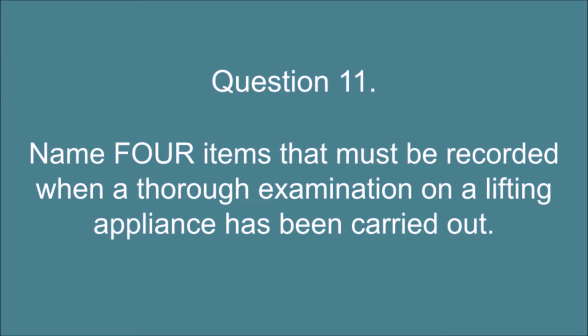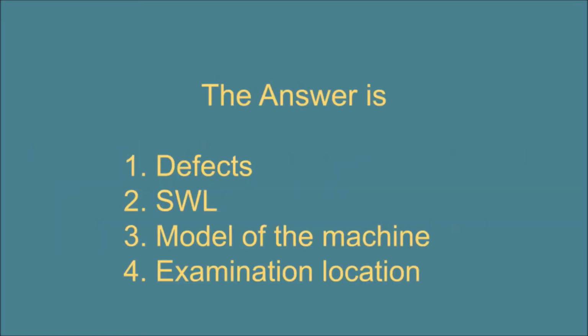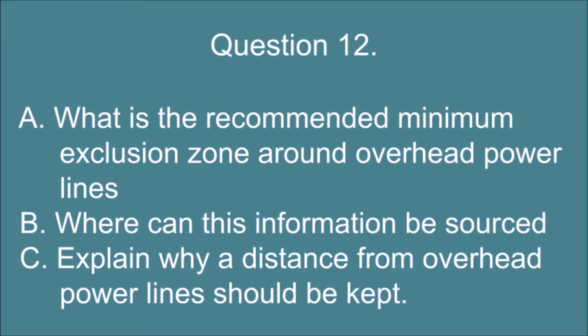Question 11. Name 4 items that must be recorded when a thorough examination on a lifting appliance has been carried out. The answer is: 1. Defects. 2. SWL. 3. Model of the machine. 4. Examination location.